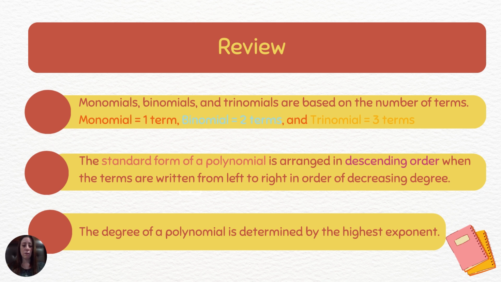Next, we went over review. I went over again that monomial means one term, binomial means two terms, and trinomial means three terms. Again, I went over how to write polynomials in standard form: we have to arrange them in descending order with the highest degree written from left to right. And then the degree of the polynomial is determined by the highest exponent. And if there were multiple variables in the term, I let students know again that you need to add those exponents in order to determine the degree of that whole term.